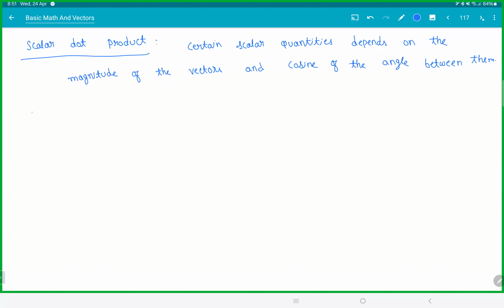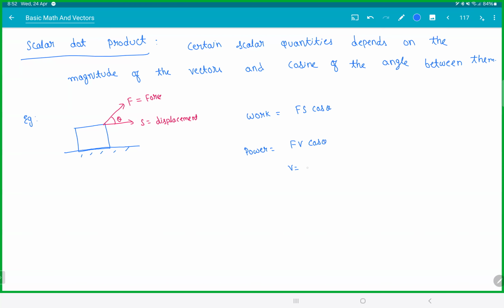Example. If you have a block, let's say the force acting on the body is F. S is your displacement. F is your force, and theta is the angle between them. We know the work done formula is F S cos theta. Later on, we will see power is F into V into cos theta. V is velocity.